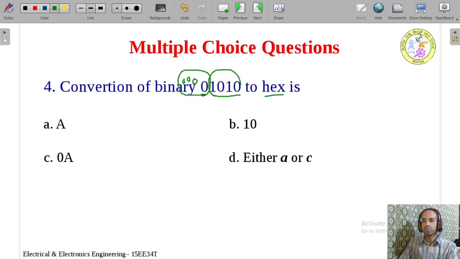What is its equivalent hexadecimal value? It is 10. It is nothing but 8 plus 2. 8 plus 2 is 10. 10 in hexadecimal is nothing but A. And 0000 is what? It is equal to 0. Therefore, the correct answer is what? Correct answer is 0A. Where is the option 0A? 0A is there. But 0A can also be written as only A. If you write 0 before this A, it doesn't have any magnitude. It doesn't change any value of this number.